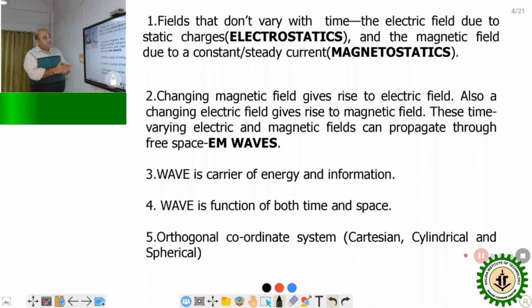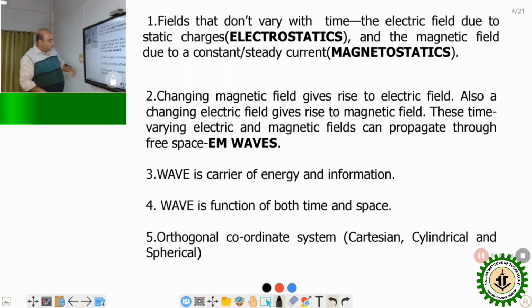They are the main cause for the formation of EM waves, or what we most commonly call electromagnetic waves. Now, what is a wave basically? It is a carrier of energy and information that is represented in terms of both time and space coordinates. Because it's a variation, at time t1, what is the location of the wave? At time t2, what is the location of the wave? So this has to be expressed in terms of certain coordinate systems.